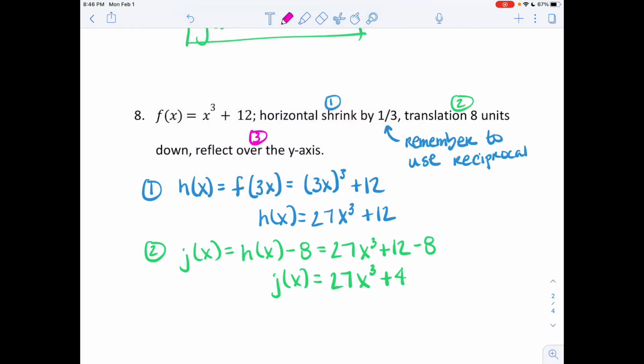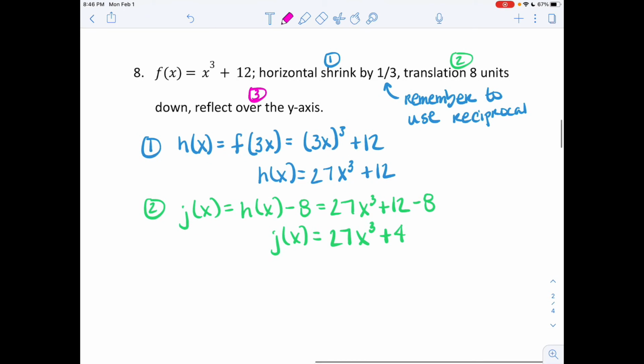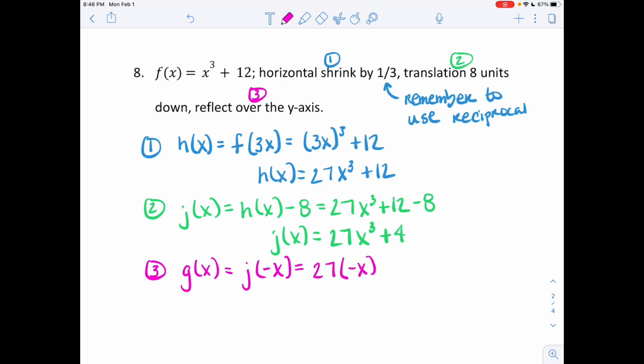Finally, we get to our reflection over the y-axis for number 3. Again, this is something that happens inside with x. This is our final transformation, so we'll call it g of x. And I'm going to start with j, and I need to do a reflect over the y-axis. That's an inside parentheses thing, again, horizontal. So I want j of negative x. That means that everywhere that I see x, I'm going to put negative x in parentheses and then do that math. So I say 27 times negative x to the 3rd, and then plus 4.